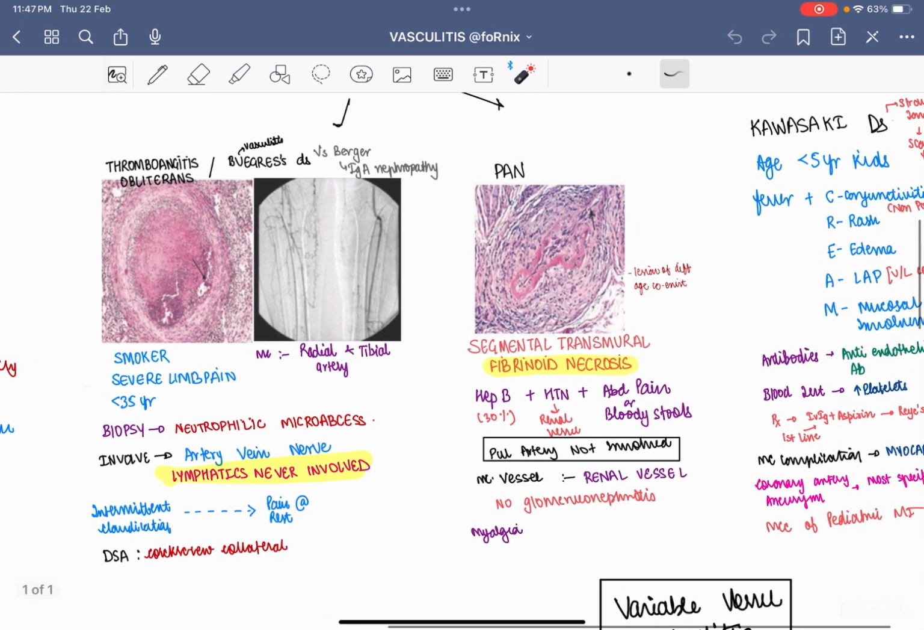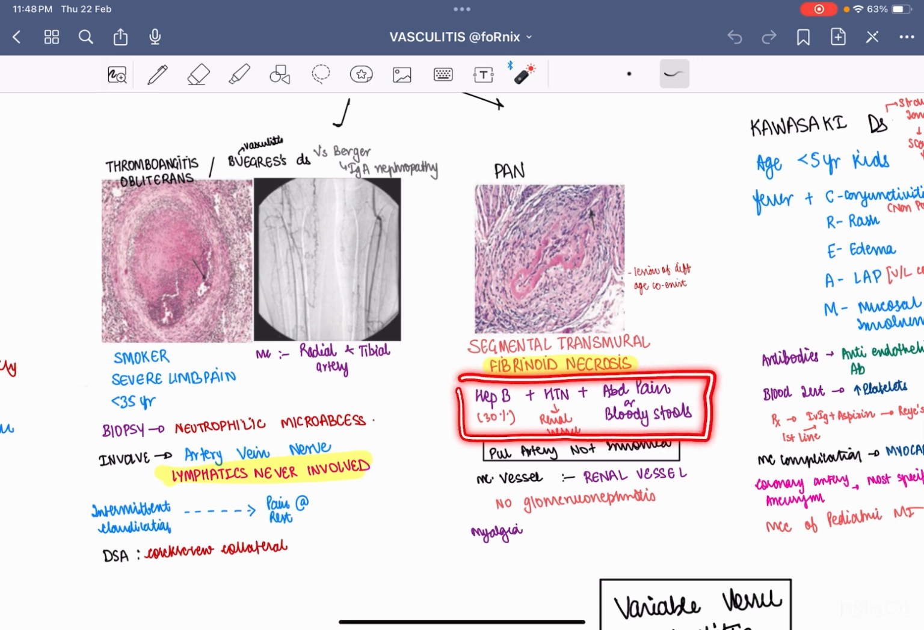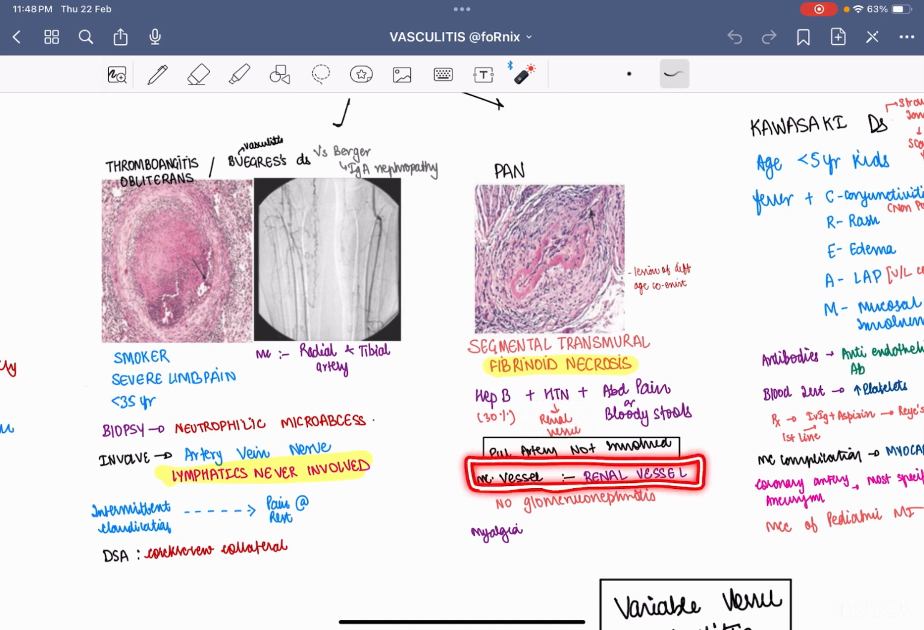Now we'll be coming to PAN, polyarteritis nodosa. The first most important thing is that the pulmonary artery is not involved. PAN, pulmonary artery is not involved. Its associations: hepatitis B is involved in 30% of cases. Plus it has hypertension due to renal vessel involvement, because the most common vessel involved is the renal vessel. But the most important thing is that there is no glomerular nephritis seen, despite the renal vessel being involved.